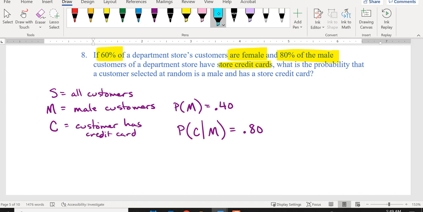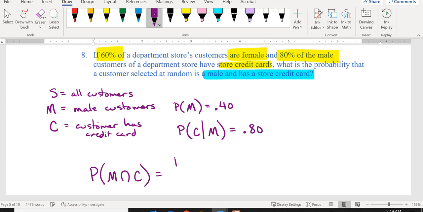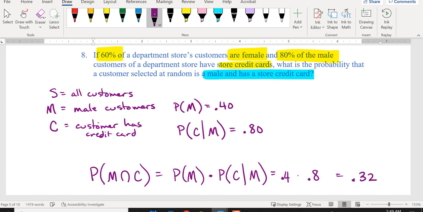So it wants to know what's the probability that it's male and has a credit card. Probability of male and credit card is equal to the probability of a male times the probability of credit card given male. So that's going to be 0.4 times 0.8, which is 0.32. If you want to see 0.40 times 0.80, it's 0.32.